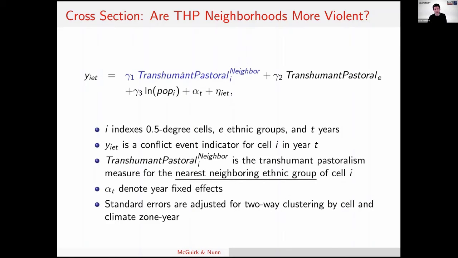This is the THP score, or the transhuman pastoral score, in the ethnic territory that's the nearest neighbor to cell I. So for each cell, we identified the nearest neighboring ethnic group. That's going to be the nearest neighbor. So this is the THP score of that nearest neighbor. And then we're going to control for the THP score of ethnicity E in which cell I is nested, okay? And then we're going to control for population mechanically and year fixed effects because this is a cross section. And then we're going to cluster standard errors. We're going to double cluster them by cell and by climate zone year.